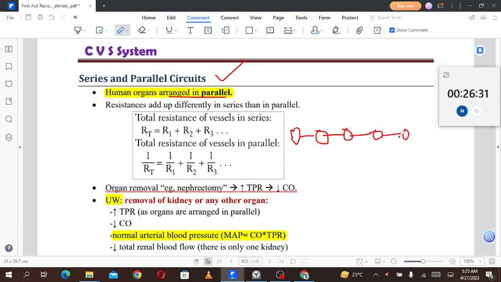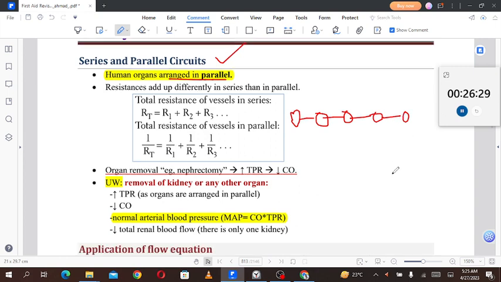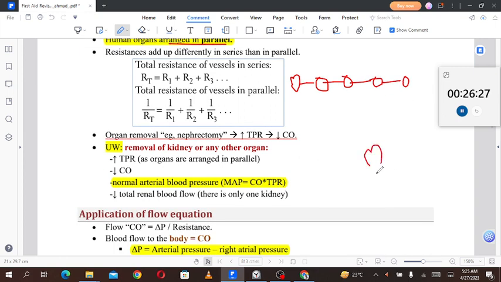So this would be our series connection, but our connection is not in series. The heart is over here, and this is the blood supply, the aorta coming from the heart. It is supplying to the brain, to the lungs, to the kidneys, to the gonads, to the other organs. So all of these organs are in a parallel connection with each other, and the resistance formula looks something like that.